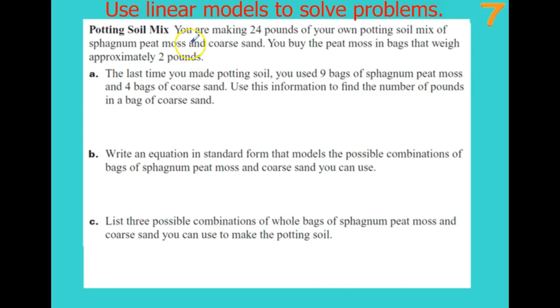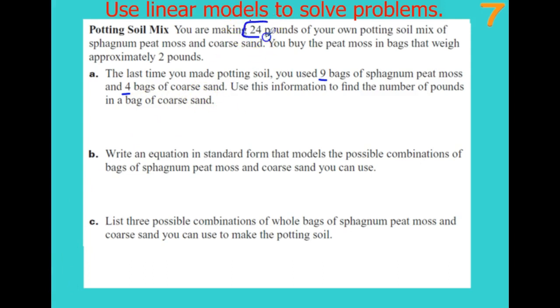Alright, a couple more. This one, I believe, is very similar to one you have on your homework. It says you're making 24 pounds of your own potting soil mix of sphagnum peat moss and coarse sand. You buy the peat moss in bags that weigh approximately 2 pounds. The last time you made potting soil, you used 9 bags of the peat moss and 4 bags of coarse sand. Use this information to find the number of pounds in a bag of coarse sand.